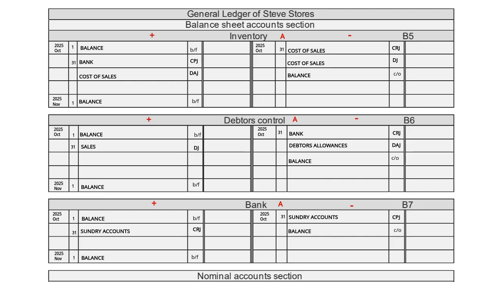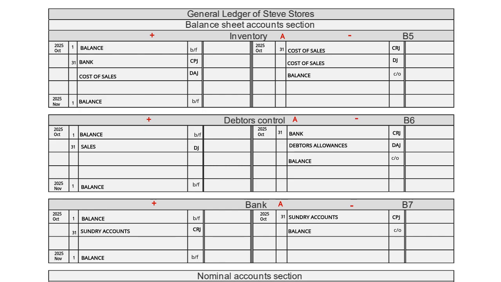General ledger of Steve Stores, balance sheet account section. We've got three balance sheet account section accounts: inventory, debtors control, and bank. They are all three assets, so your signs will be plus, minus. For inventory, you ask yourself, because it's an asset account, my opening balance will be on the debit side.